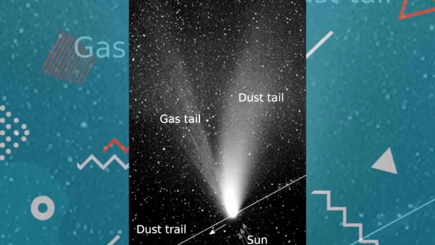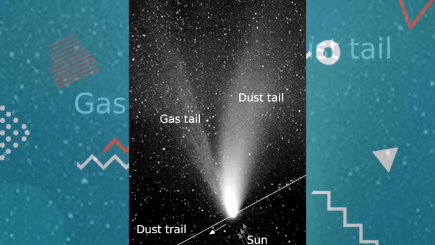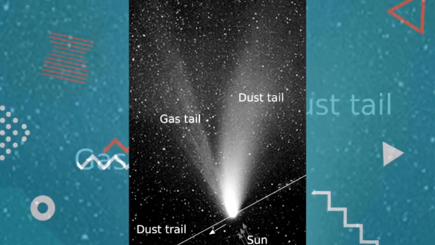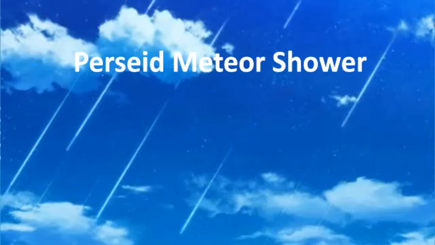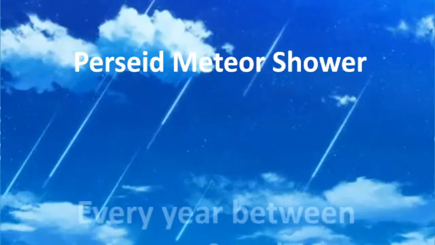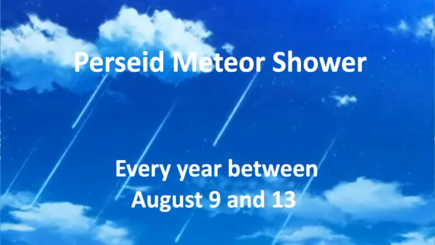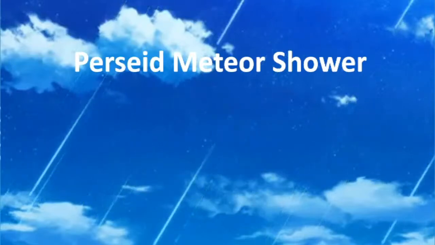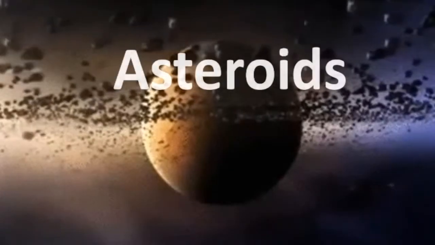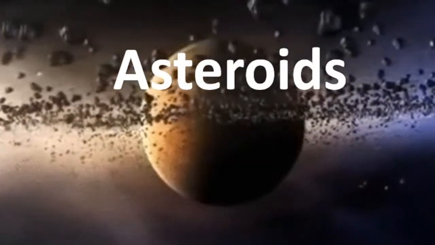Comets leave a trail of debris behind them that can lead to meteor showers on Earth. For instance, the Perseid meteor shower occurs every year between August 9 and 13, when Earth passes through the orbit of Swift-Tuttle comet. Now let's proceed with asteroids.